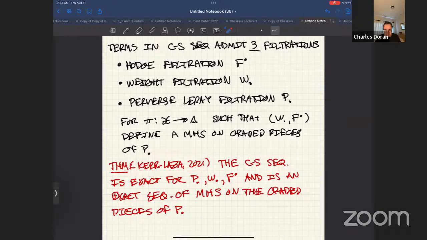All right, so this is the theorem. I'm quoting Kerr–Laza from last year just because it's a convenient reference point. Neither we nor they claim that they're the originators of this particular result. They just put it all in one place. It's very nice. There's also a very nice appendix to their paper by Saito. So it has some new results in it, but it's a really good reference. And the Clemens-Schmid sequence is exact for all three of these filtrations, and is an exact sequence of mixed Hodge structures on the graded pieces of the perverse Leray filtration. Okay, so that's a summary, if you like, of the story for Clemens-Schmid, the really good story attached to degenerations.